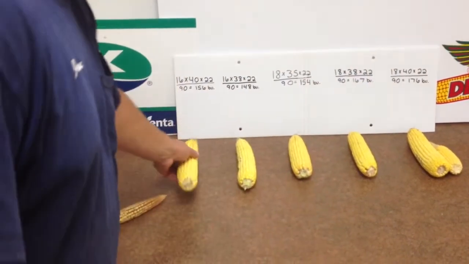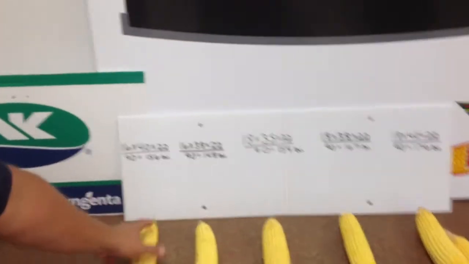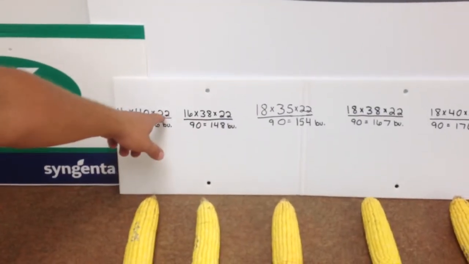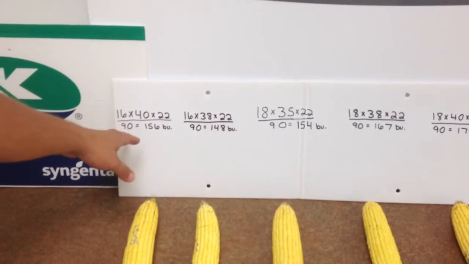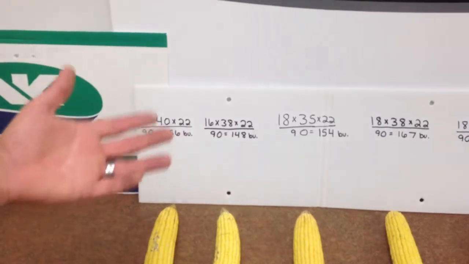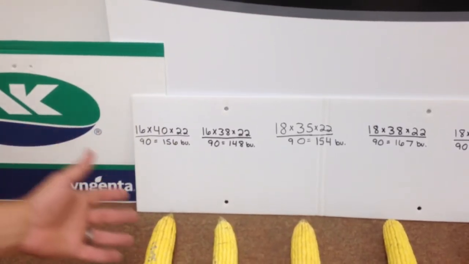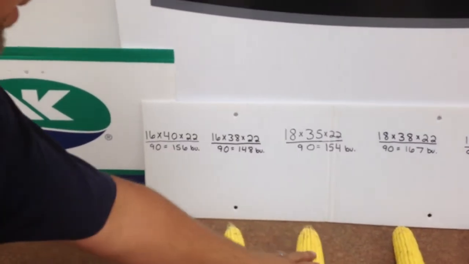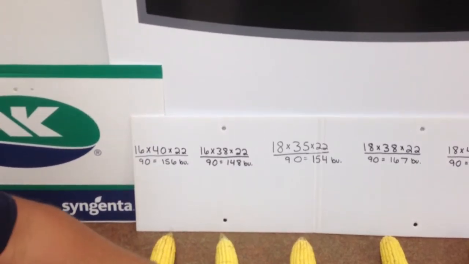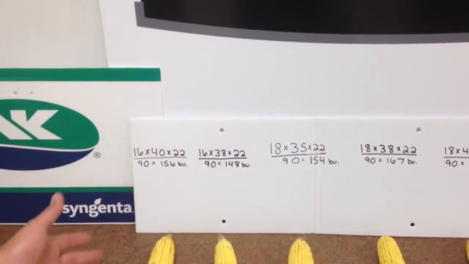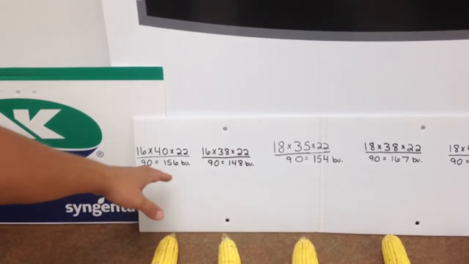Taking some yield counts here on some of these hybrids, we got 16 around on this particular one here, 40 long times 22,000, that's our population, and we divide that by 90. Now where that 90 comes from is the average kernels in a bushel of corn. If you have a smaller kernel on your ear, you're going to have to increase that number. If you have a larger kernel, you're going to have to decrease that number. It's going to vary by seed size, kernel size, test weight, things like that, and what your final yield is going to be.